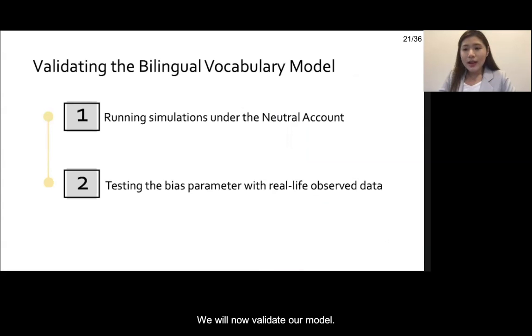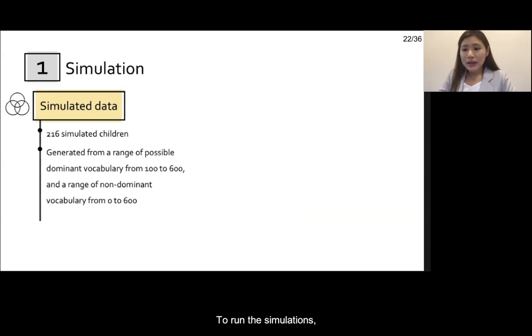We will now validate our model. First, we will look at some simulations under the neutral account and compare them to real-life observed data. Then we will test the bias parameter in the model and see which account fits the observed data better. To run the simulations, we generated data for 216 simulated children using a whole range of possible dominant and non-dominant vocabulary sizes.